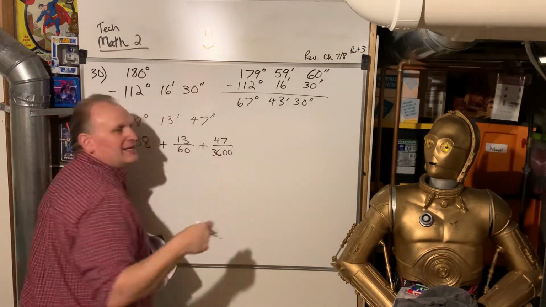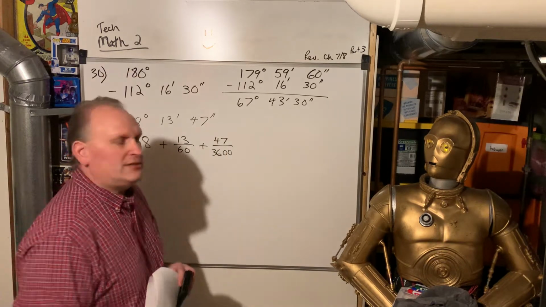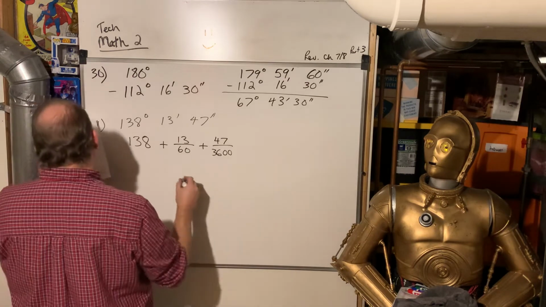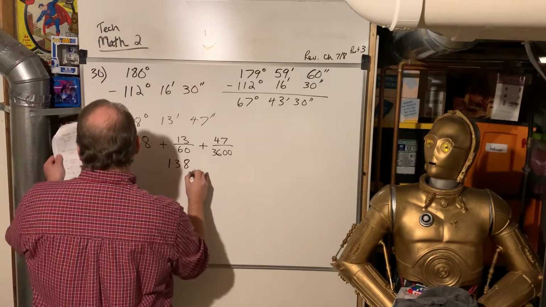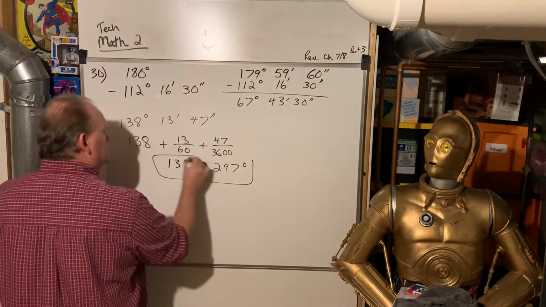Think of how many seconds there are in an hour. 60 times 60, right? 3600. That's why that's there. All right, so you crank that into your calculator, hit enter. We get 138.2297 degrees.